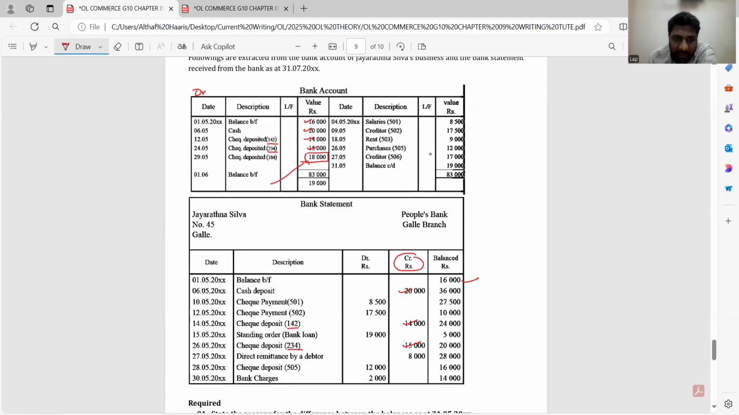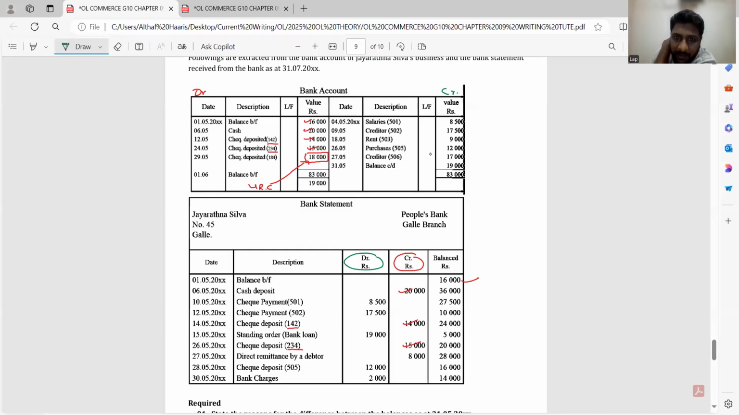What is this check, children? Deposited but not yet realized. URC, unrealized check. So now look at our credit side with their debit side. Our credit side with their debit side.